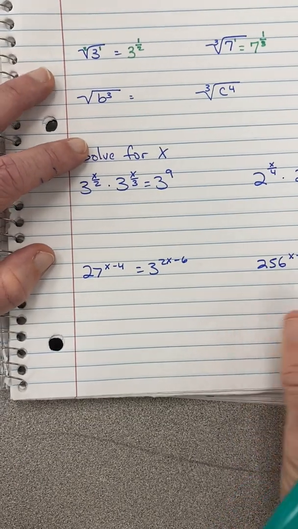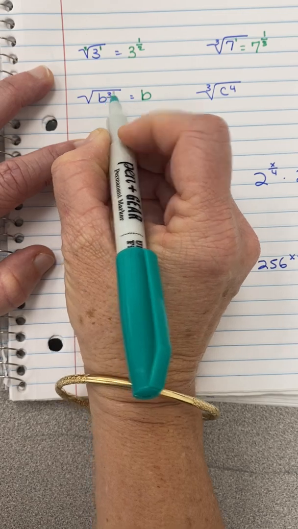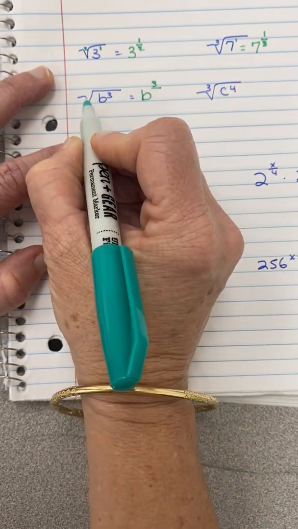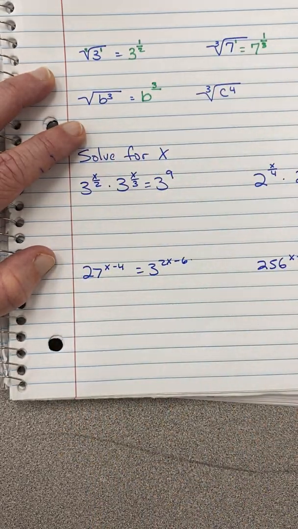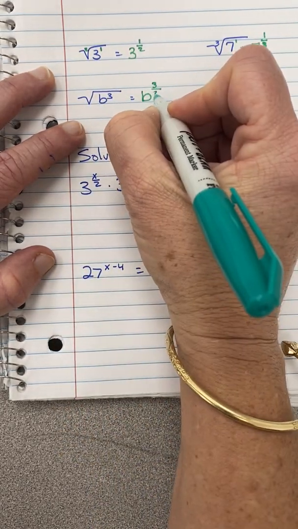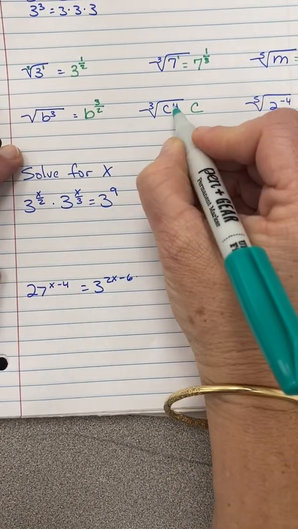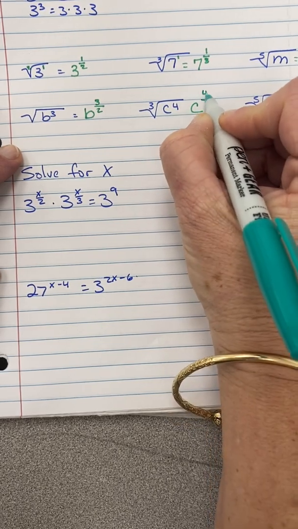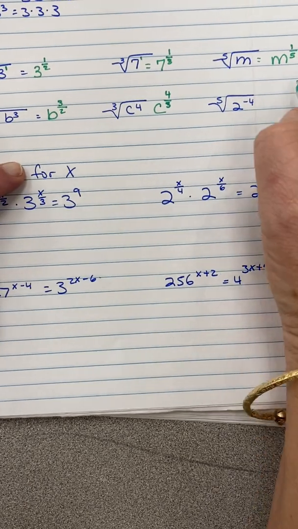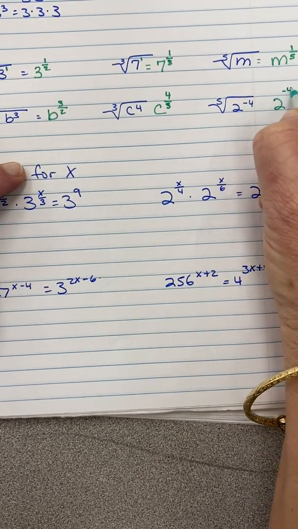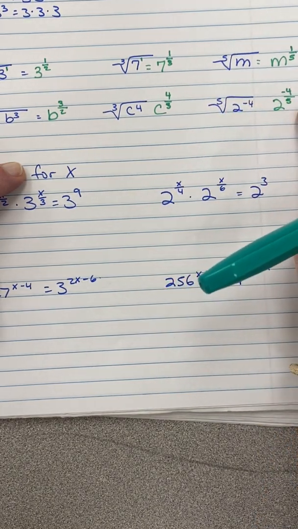Let's look over here at b. b is the base, 3 is my exponent, and that's my numerator. This is a square root. If you don't see a number in here, it's a 2, and if it's something else, they'll put it. For c, the exponent is 4, so that's your numerator. The index is a 3, and that's your denominator. Here, -4 over 5, so that becomes your numerator, and that becomes your denominator.